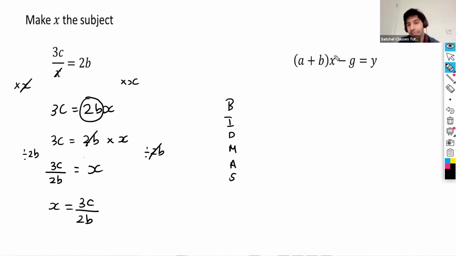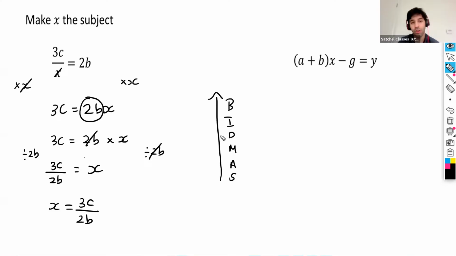But when we are isolating a variable, in this case x, what we want to do is undo the operations that are happening to x. So in this case, x is being multiplied by a plus b, and we are also taking g away from x. So to undo the operations, we have to follow the opposite order.